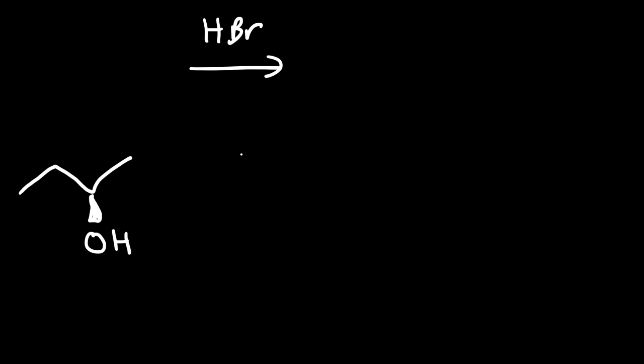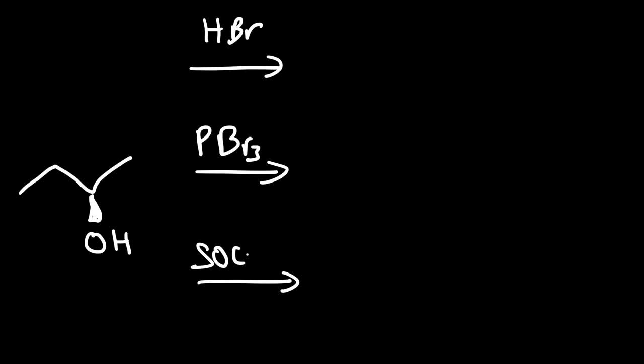Now let's say if we have 2-butanol. What's going to happen if we react it with HBr, and then if we react it with, let's say, PBr3, and finally SOCl2? When you mix HBr or HI with a secondary or tertiary alcohol, it's going to proceed by the SN1 reaction mechanism. If it's a primary alcohol, then it's going to favor the SN2 mechanism.